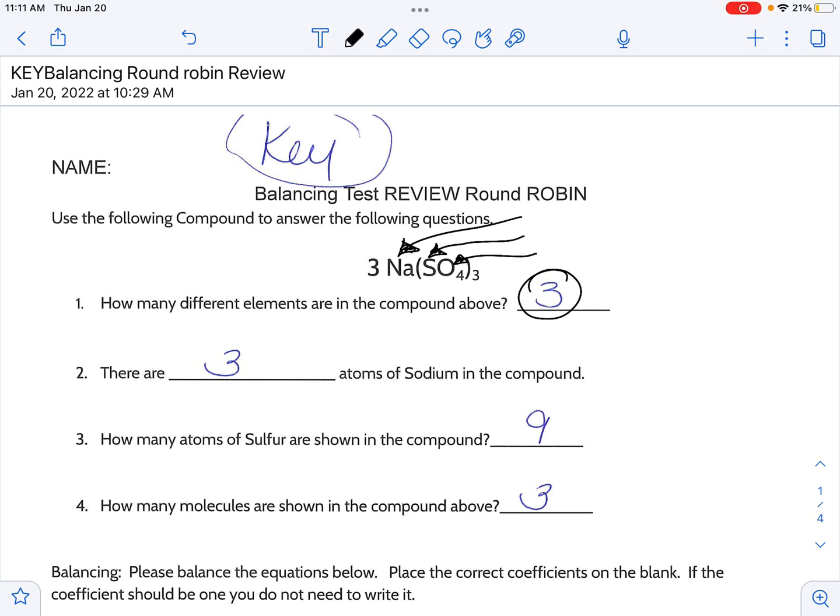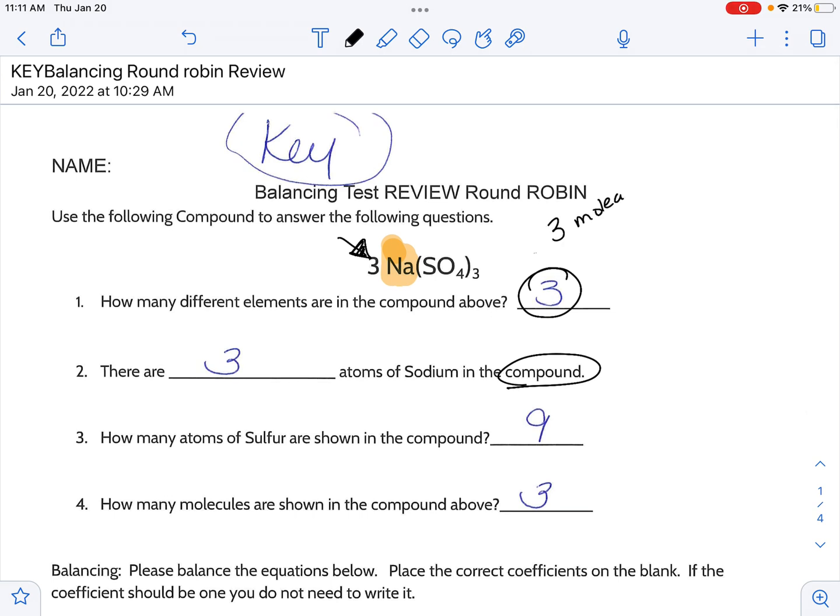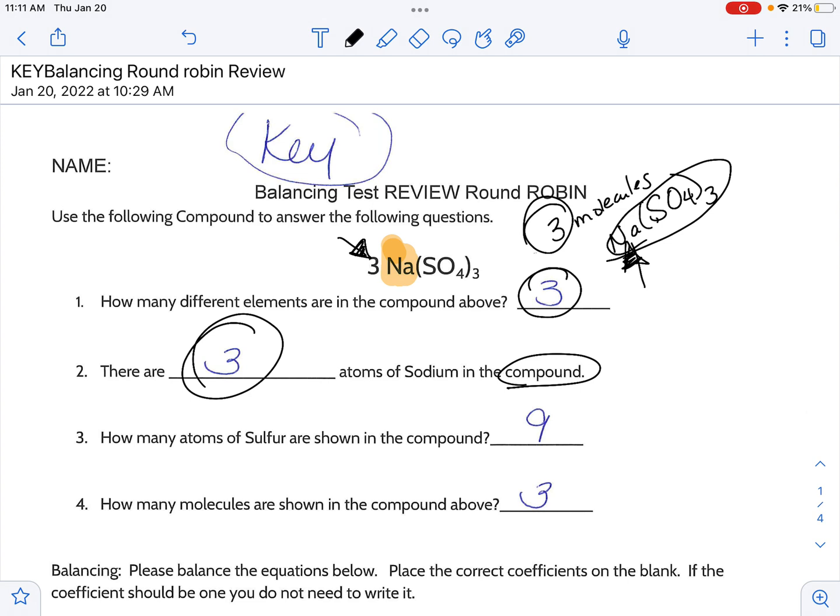Now, in terms of sodium, we want to make sure that, first of all, we pick out sodium as Na. And then we also want to recognize that in this particular compound, we do have a coefficient of 3 in front. So remember, that is telling us that we have 3 molecules of this compound of Na3SO4. So if we're just looking at one molecule, we would have 1 sodium atom. But because we're looking at 3 molecules, we have a total of 3 atoms of sodium.